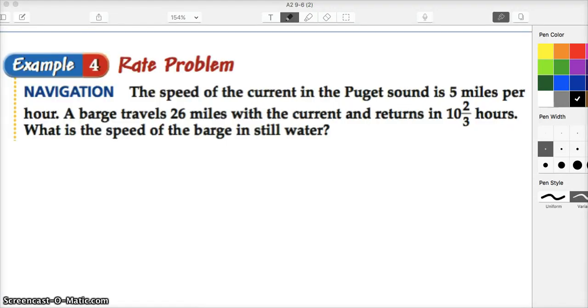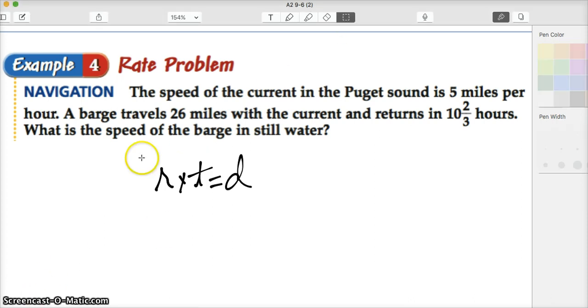We left off here at example 4. We're going to talk about this rate problem. Now the speed of the current in the Puget Sound is 5 miles per hour. A barge travels 26 miles with the current and returns in 10 and 2/3 hours. What is the speed of the barge in still water?